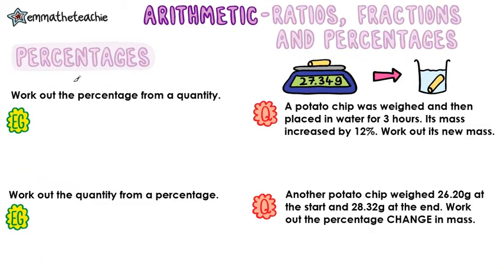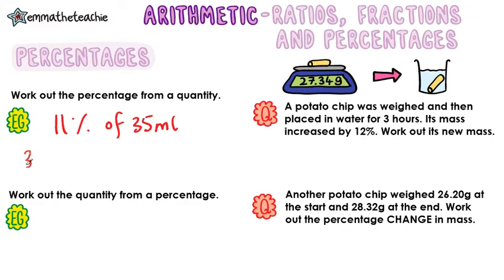Okay, and then we've got percentages. So this is working out the percentage from a quantity. I'm just going to do some examples on the spot here. Let's say we want 11% of 35 milliliters of acid or something.